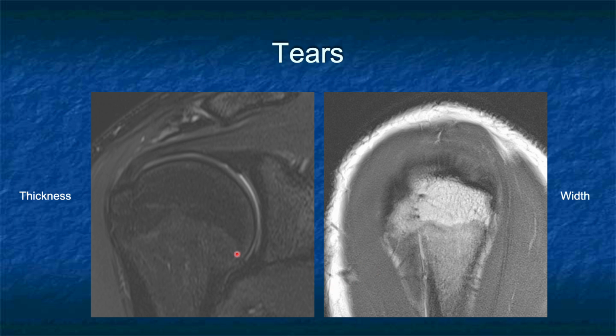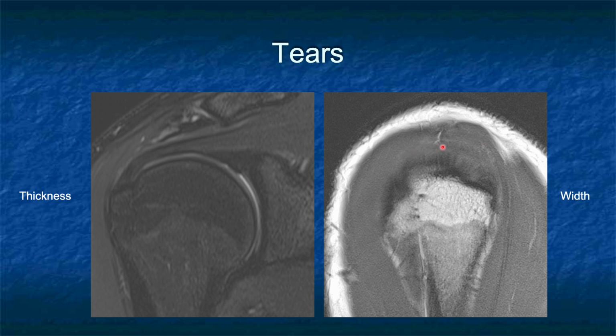Now, if we think about tears, we talk about tears in a couple of different ways. We talk about it from the thickness perspective of whether it is undersurface or bursal sided, and then whether it is partial or 50% thickness or full thickness. So this is about the thickness of the tendon that's involved. We also have the width of the tendon that is involved.